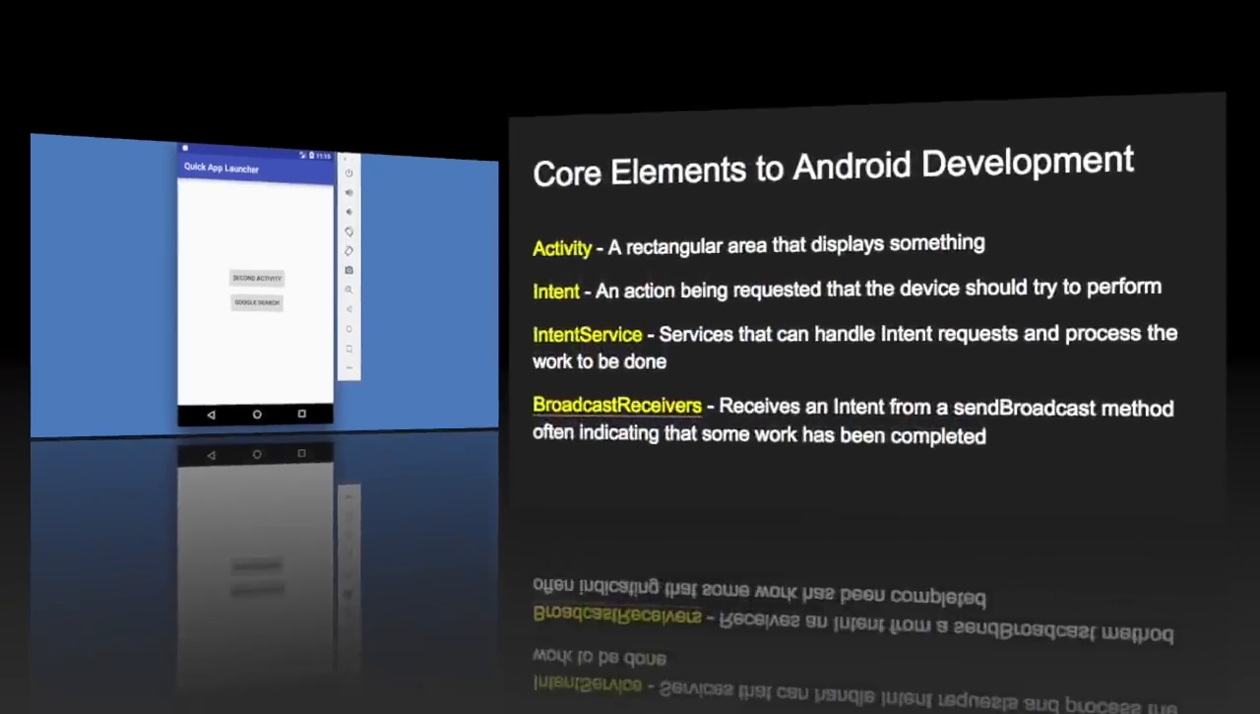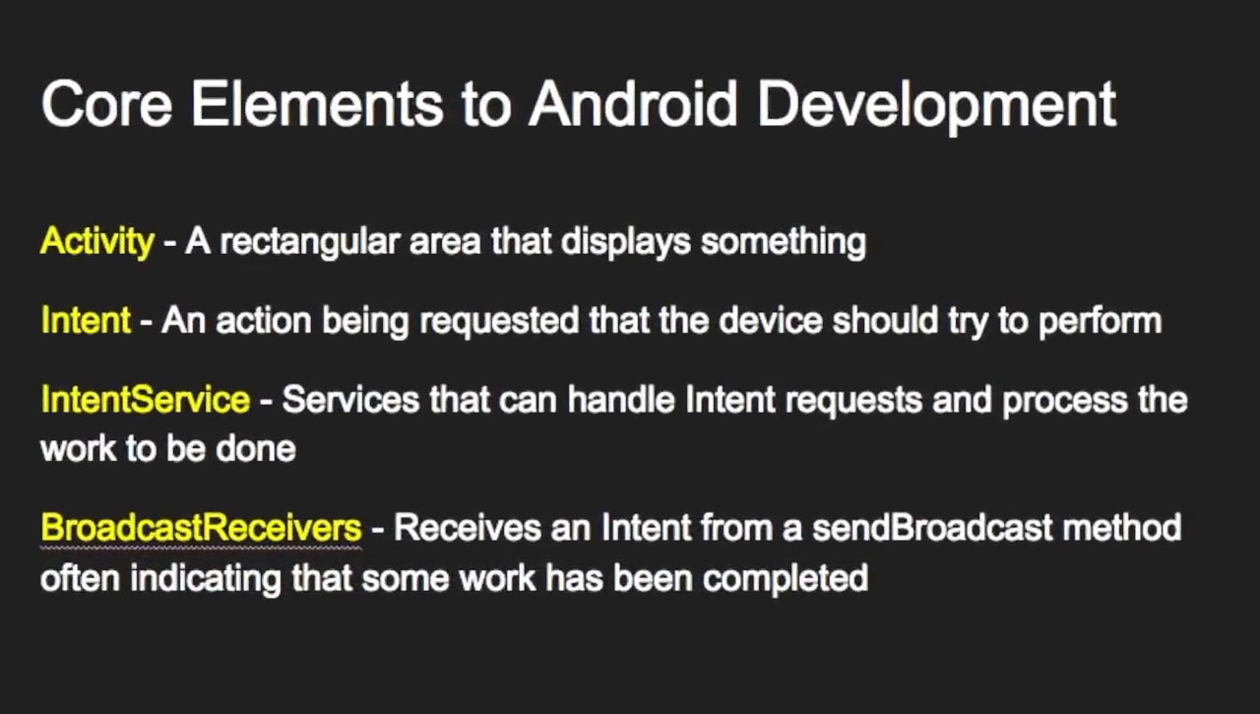Let's get started. The app that we're creating today is going to focus on two of the core elements of Android development. We're going to first focus on activities, and then we're also going to be focusing on intents. There's actually four core elements that you should grasp as we proceed forward here, so let me just quickly define what these are. You should think of an activity as a rectangular area that's going to display something.